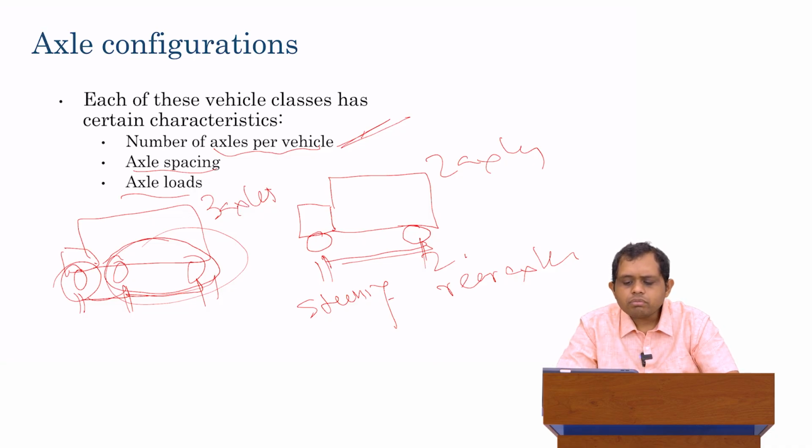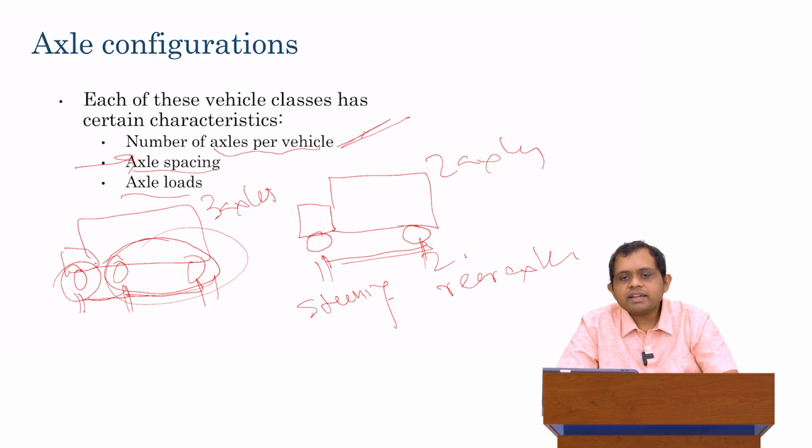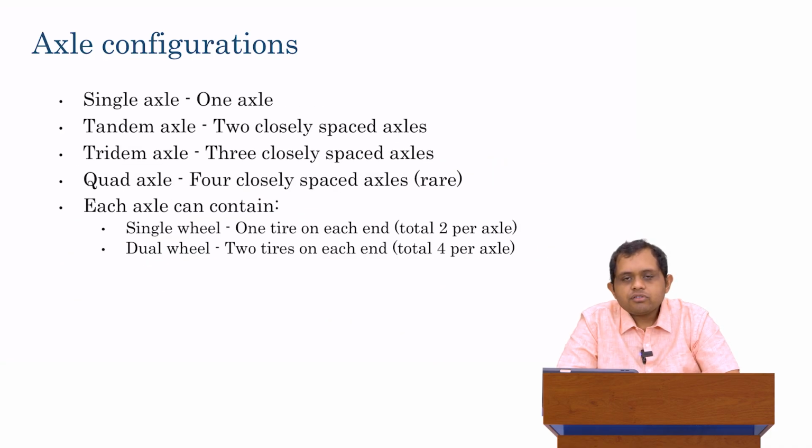So for each of these vehicle classes, what we would like to know is the number of axles per vehicle, the spacing of the axles, and the axle loads. In particular, axle spacing is a very interesting and important concept because a lot of our design is built based on axle spacing. Based on axle spacing, that is not one axle but the spacing between multiple axles, we have 4 types of axles: single axle, tandem axle, tridem axle, and quad axle.